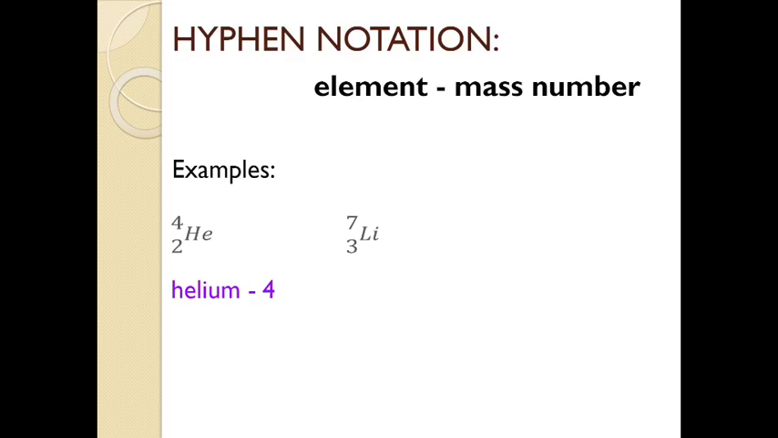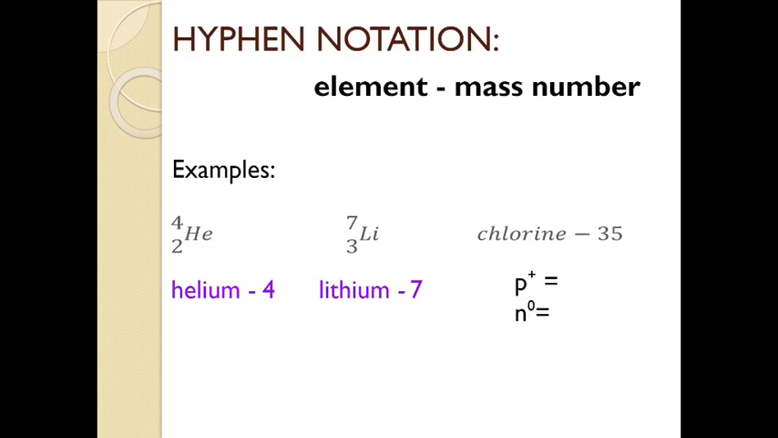If we do the same for that 7 over 3 Li, what's the name of Li? Lithium. Then, of course, a hyphen in our hyphen notation, and then our mass number is 7. So it's pretty easy to go from the nuclear symbol to the hyphen notation. But let's go ahead and try and put one together, find our protons and our neutrons from the hyphen notation.